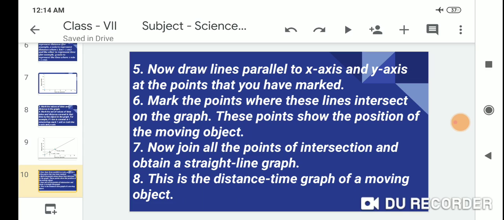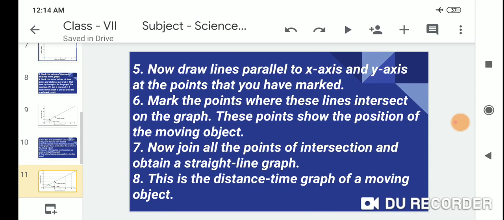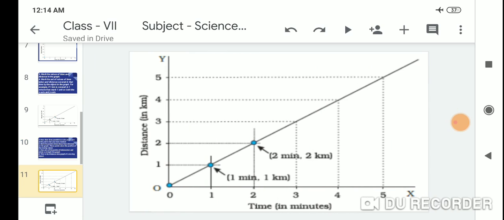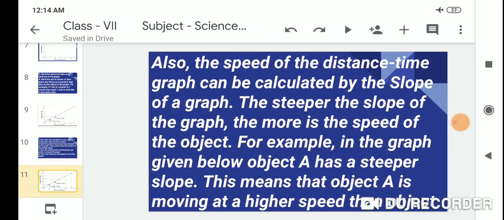Now join all the points of intersection and you get the straight line graph of the object. This is the distance-time graph of a moving object. Look at this picture. 1, 2, 3, 4, 5. Let me start from 0. First is 1 minute and 1 kilometer, then 2 kilometers, and 2, 3, 4, 5. The different positions and different timings.